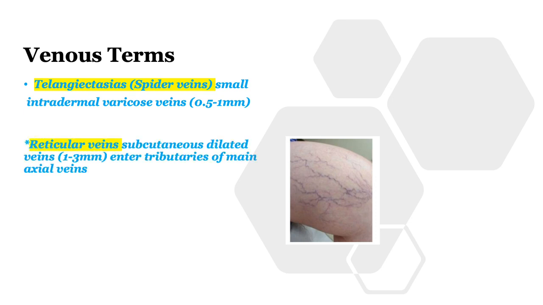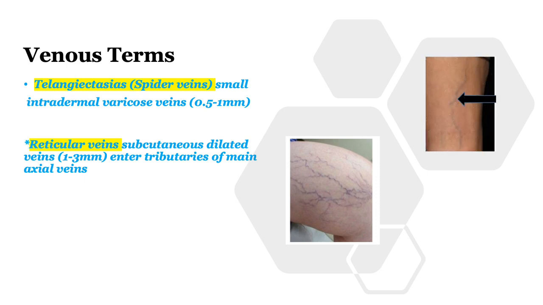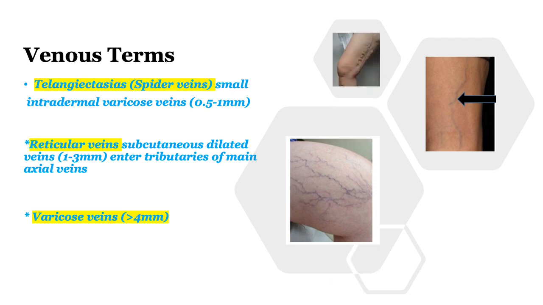Second, reticular veins. They are subcutaneous dilated veins about 1 to 3 millimeters in size. Third, varicose veins, more than 4 millimeters in size. These are the common venous terms used in clinical practice.